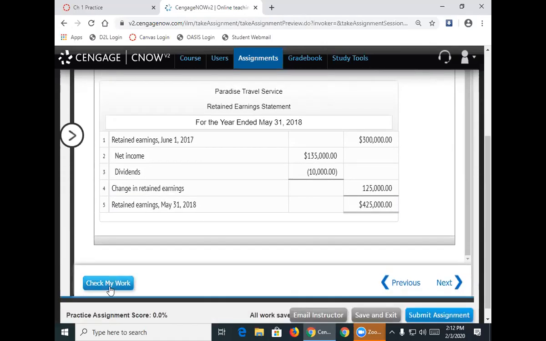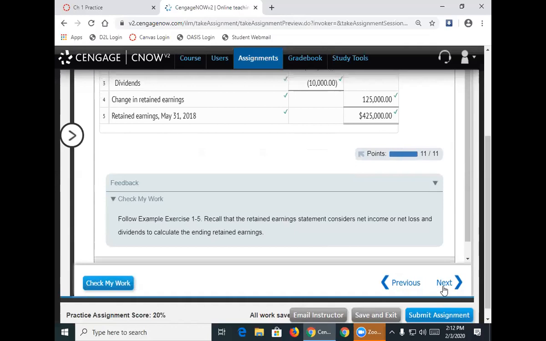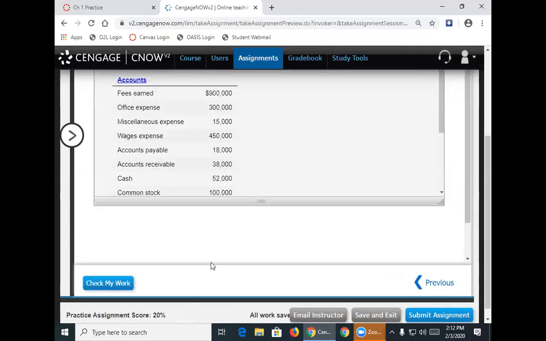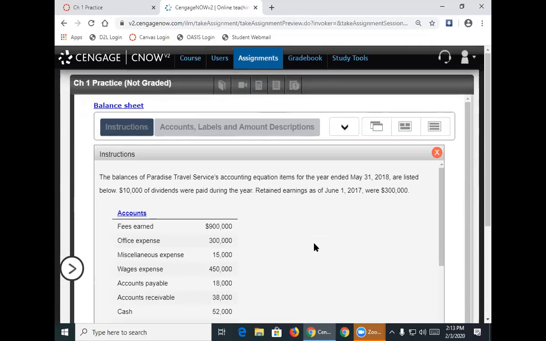Okay. So then our last statement, because again, we prepare them in order. Income statement, then retained earnings, then balance sheet. So again, here we have the same numbers, which on your homework, they were different. But they tell us, here's all of our account balances at the end of the year. We paid 10,000 in dividends. Retained earnings at the beginning of the year was 300,000. So that's at the beginning of the year. Again, that number, it's 2017, beginning of the year. We would have to recalculate a new retained earnings to go on the balance sheet. We want our ending retained earnings. That would come from our statement of retained earnings.